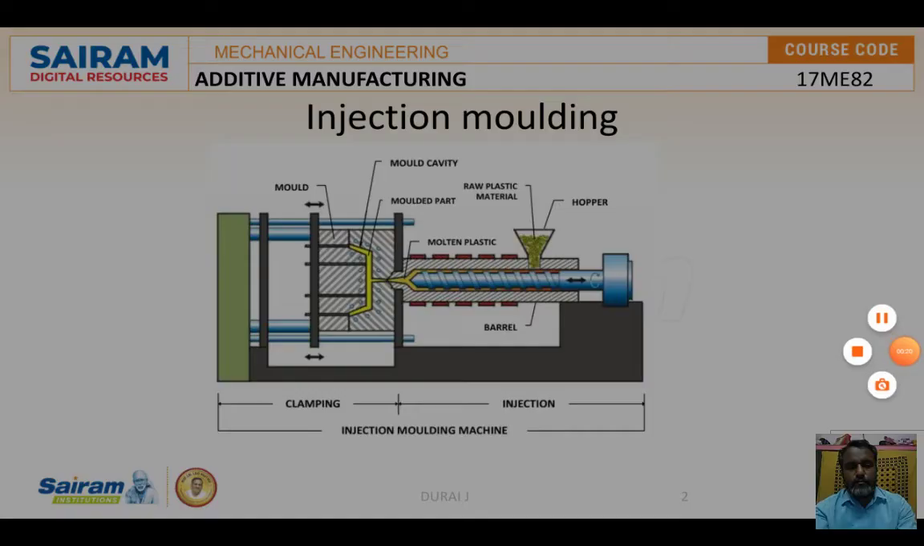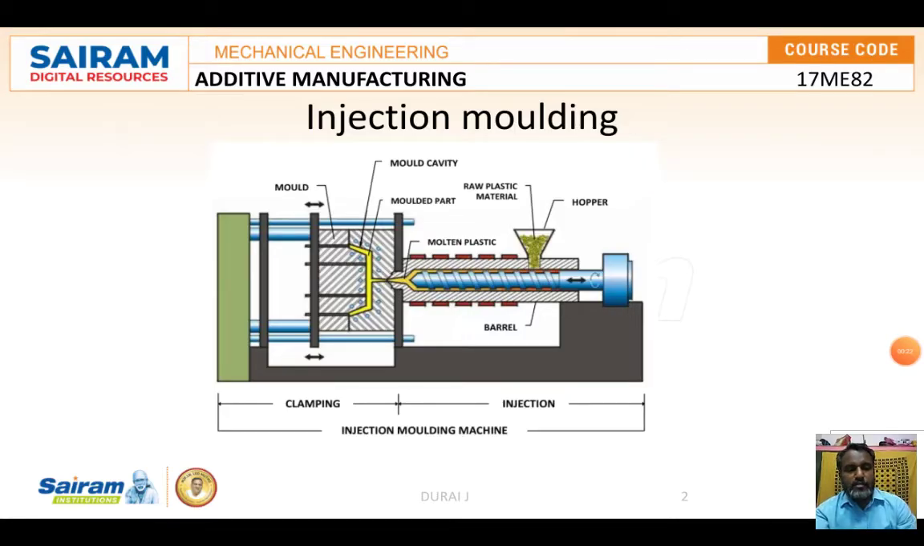So this injection molding process, we have already discussed. Anyhow, it is best suited for articles made from thermoplastic materials. Here the equipment cost will be relatively high compared to the other processes. In this injection molding process, it produces a high production rate, which depends upon the die.